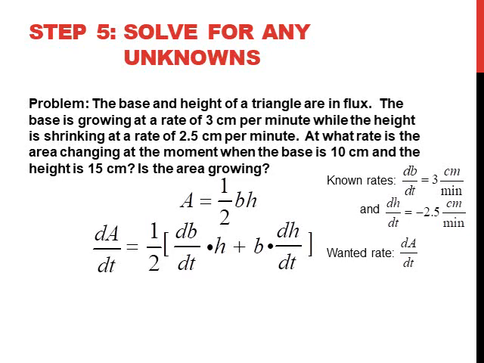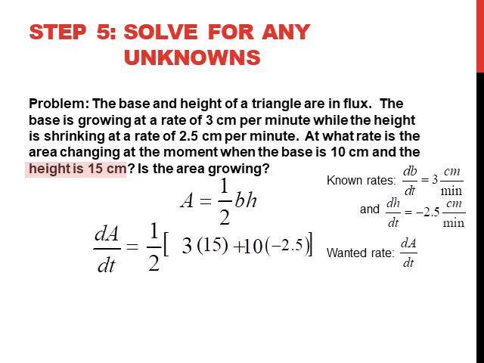Now I'm going to solve for any unknowns. The way I'm going to do that is I'm going to replace the rates that I know and the lengths that I know with numbers that they ought to be. And the first one is, of course, dB/dt, which I know to be that positive 3. dH/dt, you'll recall we said was a negative 2.5, so just be mindful that you're replacing that with a negative number. And then the problem said that we wanted to know the rate of change of the area at the moment when the base was 10. So we can replace b with 10. And also at this time, the height was 15, so we replace the height with 15.